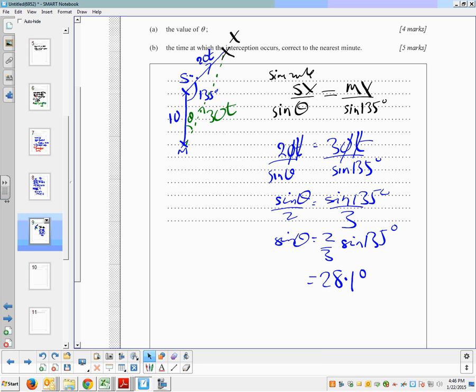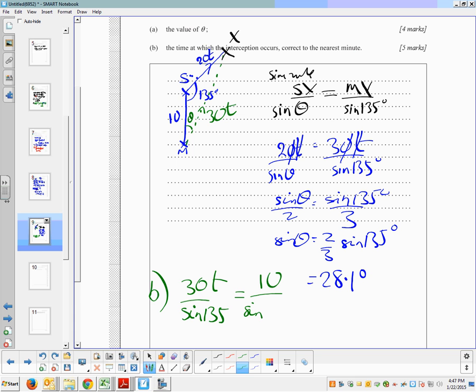And then to get one of the other missing sides, 20t, 30t, doesn't really matter which, I'll do sine rule again. 30t over sine 135 is equal to 10 over sine of 180 minus 135 minus 28.1, that's 16.9 degrees. Triangle.